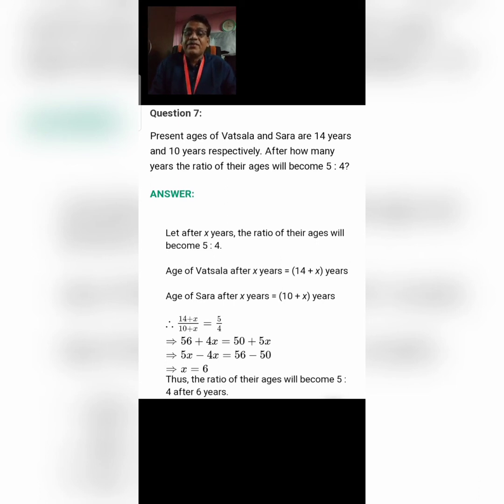Now cross multiply. 14 4s are 56 plus 4 into x, 4x, is equal to 5 10s are 50 plus 5 into x, 5x. So transfer the like terms to one side: 5x minus 4x equals 56 minus 50. Therefore x is equal to 6. Thus the ratio of their ages will become 5:4 after 6 years. In this way you can solve question number 7.